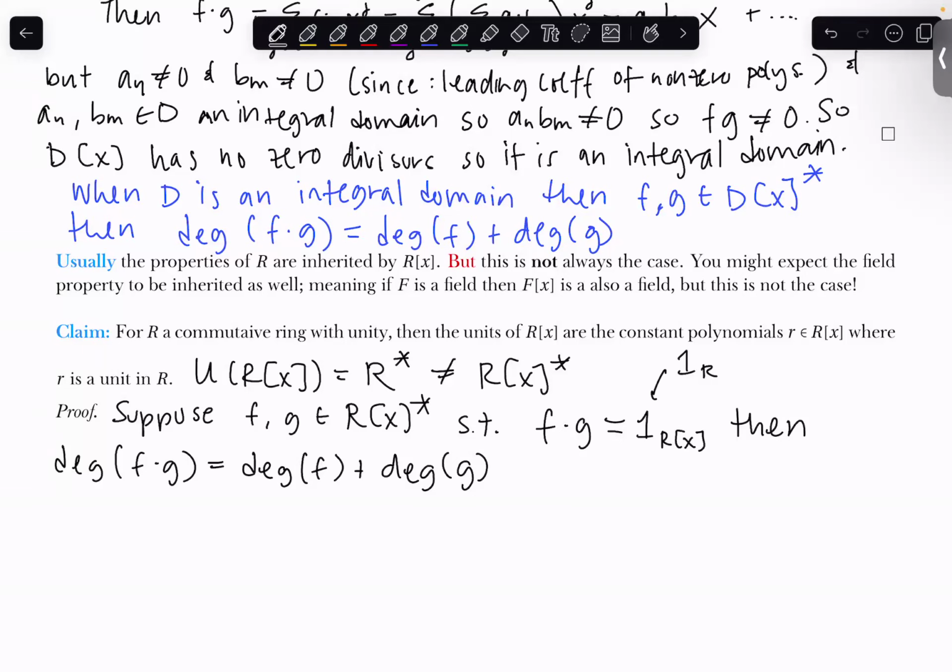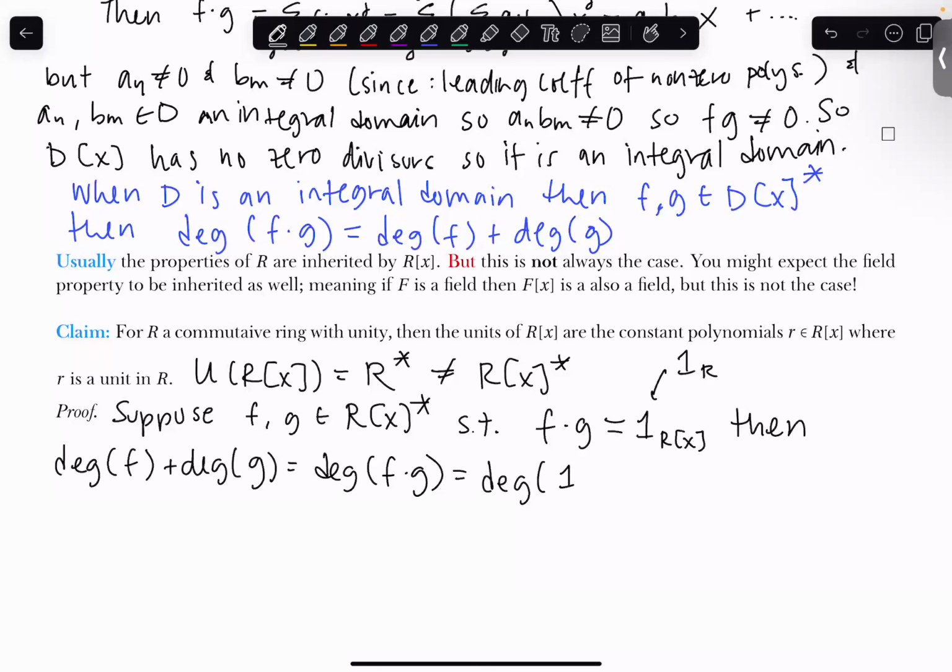Okay, and so here, actually I should put something right before this. All right, let me actually change the order, 1 second. So we have degree of f plus degree of g gives us back the degree of f times g. But we said that f times g is exactly 1, the constant polynomial. And what's the degree of a non-zero constant polynomial?